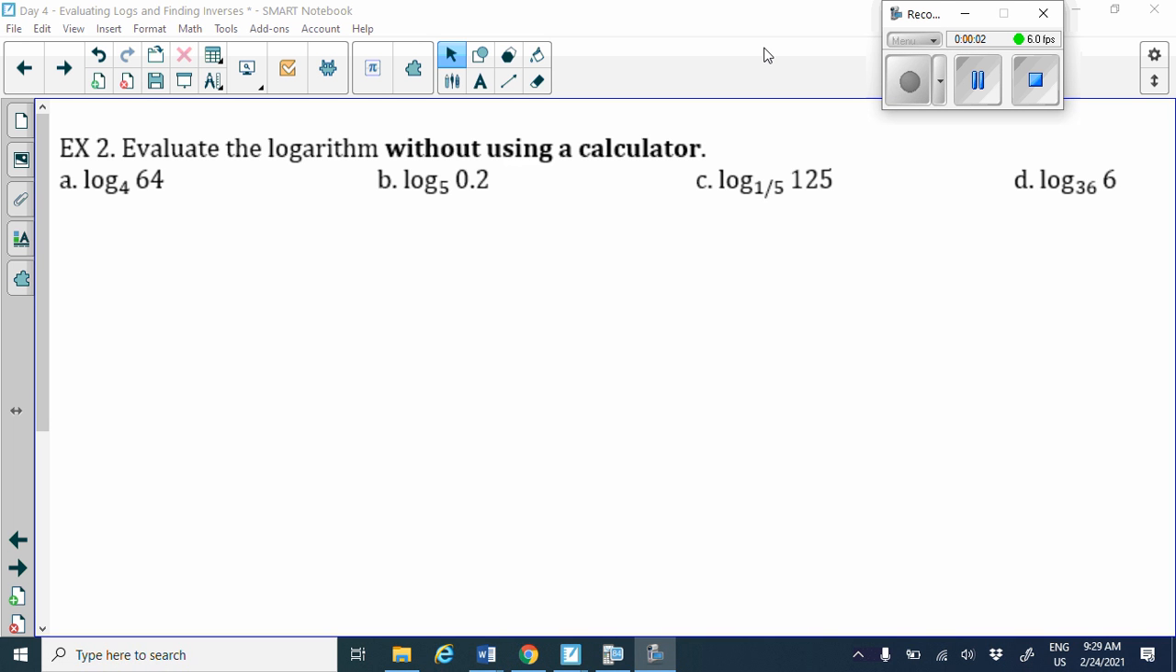Hey guys, so here is part 2, the day 4. We are going to be talking about evaluating logarithms without a calculator. Okay, so let's look at the first one. We have log base 4 of 64.